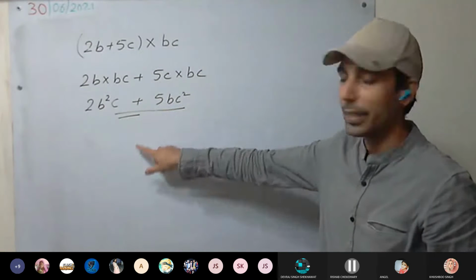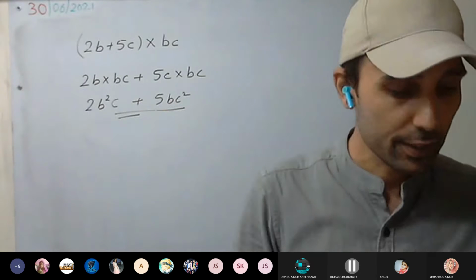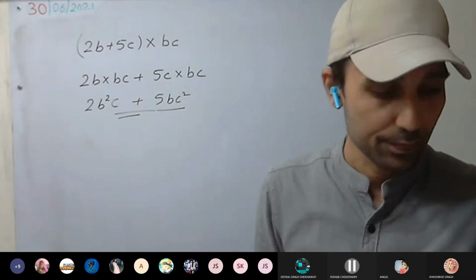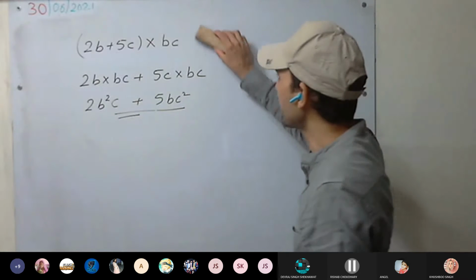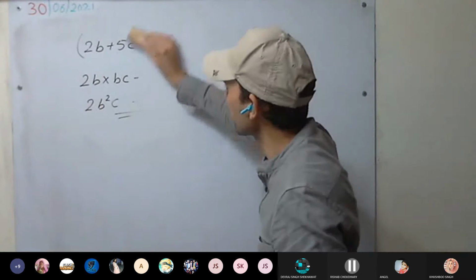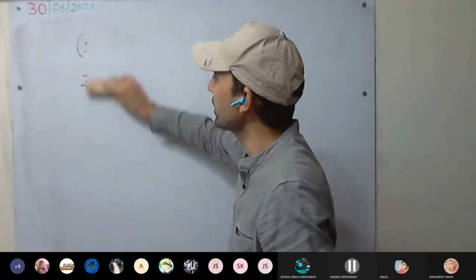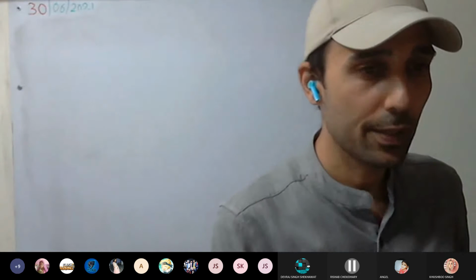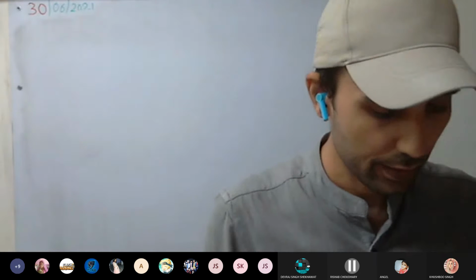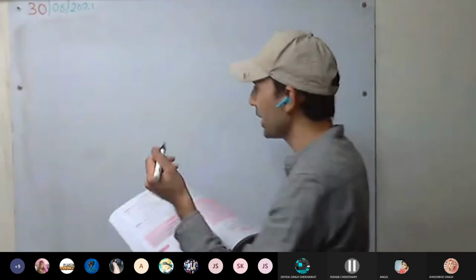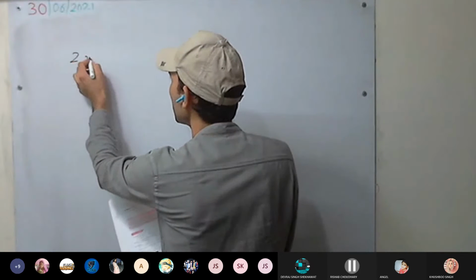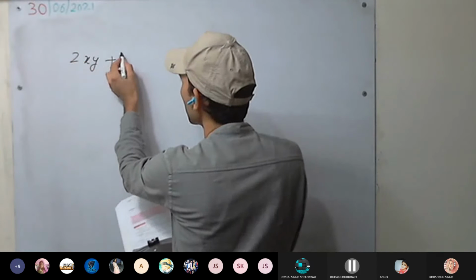Okay, if you understood this one, try the next one. So this time we are having a binomial or trinomial. In the third, how many terms are there in the first expression? The first expression contains three terms. So it is a trinomial multiplied with a monomial. So we can again distribute because we know the distribution very well, everyone.